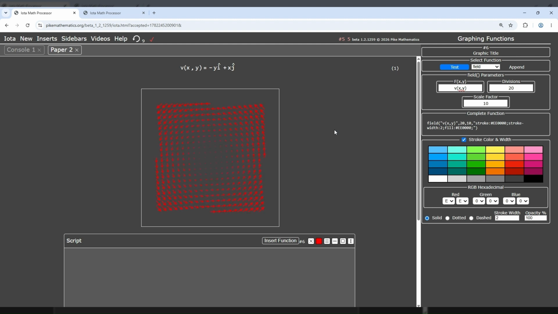All right, so there's our field. You'll notice this division box and scale factor. The divisions are how many vectors across and how many vectors down the graphic should be. And the scale factor, that's where we actually make the vectors smaller so they don't overlap as much, and it makes a better picture. But I'm going to change these. I'm going to change the divisions to 10 and the scale factor to 2. And then we'll see what it looks like.